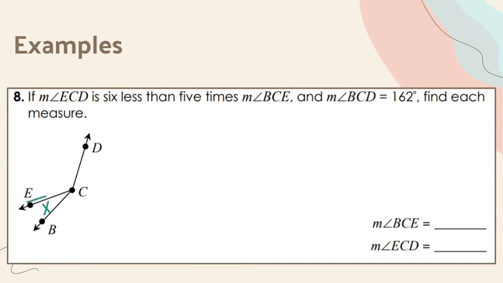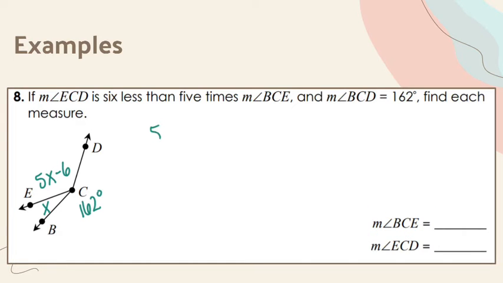And then ECD, this angle, is 6 less than, so that means something minus 6, 5 times this measure that we don't know. So 5 times x. So we have x and then 5x minus 6. And the entire thing, BCD, is 162 degrees. So we don't have to find x based on this equation, but if we look, angle BCE is x, and we do have to find the measure of BCE.